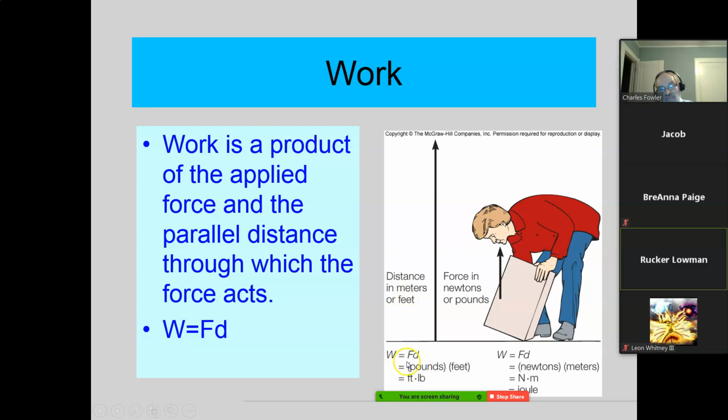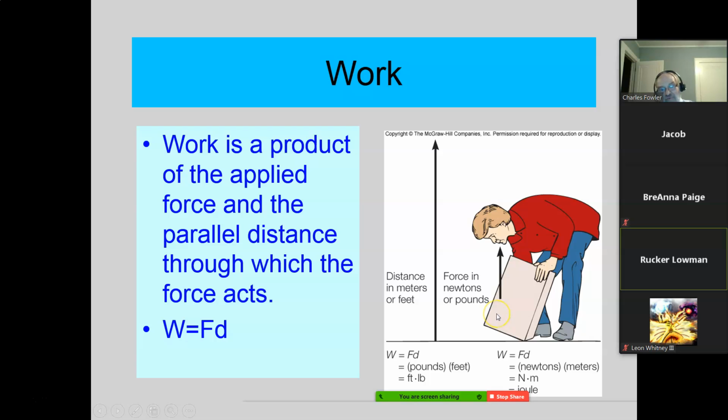units, we use our force in pounds, our displacement in feet. That gives us foot-pounds. That's the unit for work in the U.S. customary system. Foot-pounds. Feet times pounds. Force times displacement. Well, actually displacement times force. Foot times pounds.